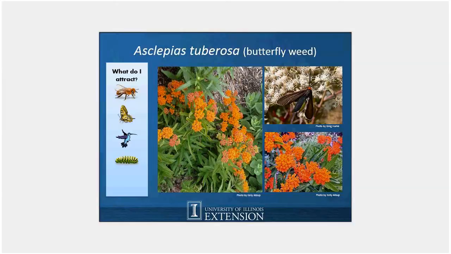The stems have milky sap, and that is what the larvae of monarchs eat. That makes them poisonous, so they're not eaten by birds. Just so you know, when you're working in the garden, some people have allergies to this milky sap.